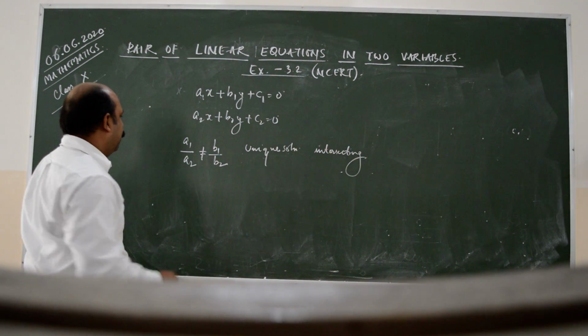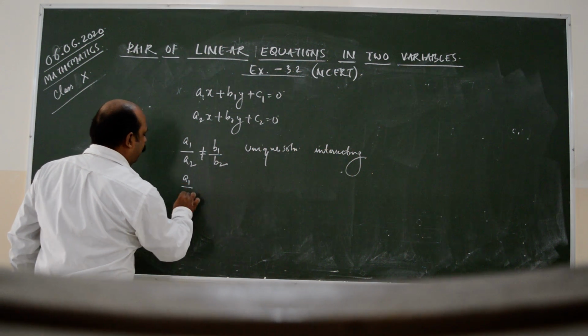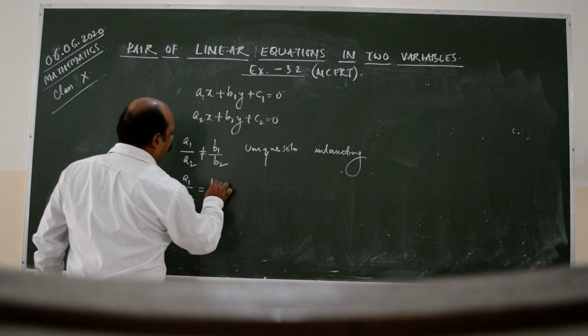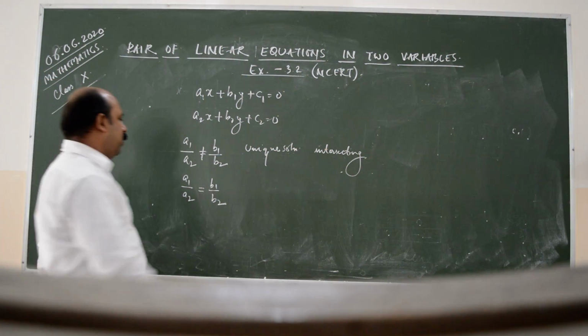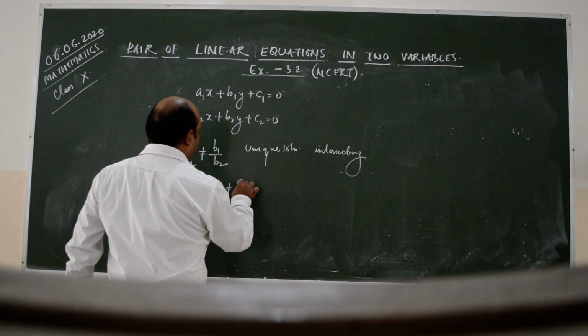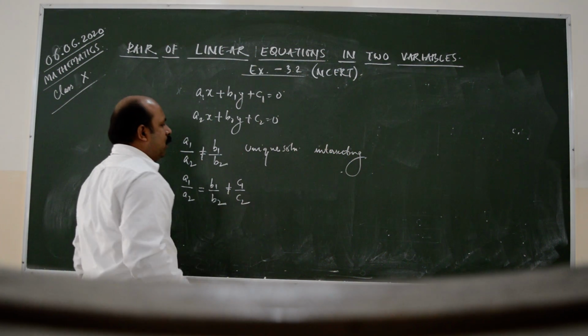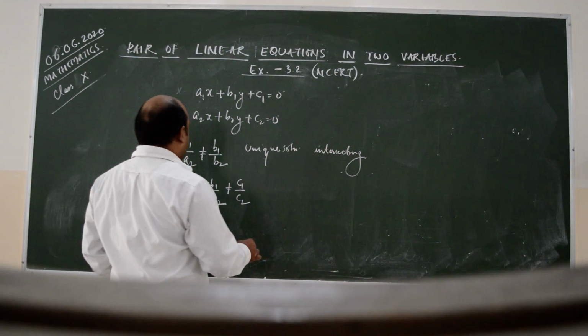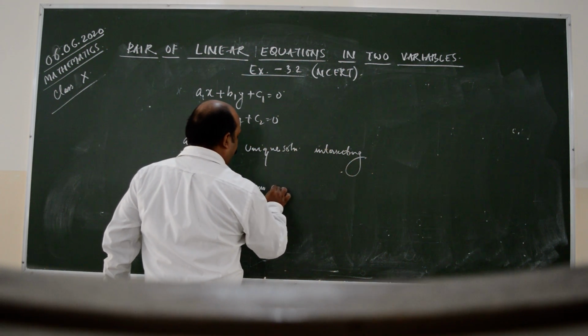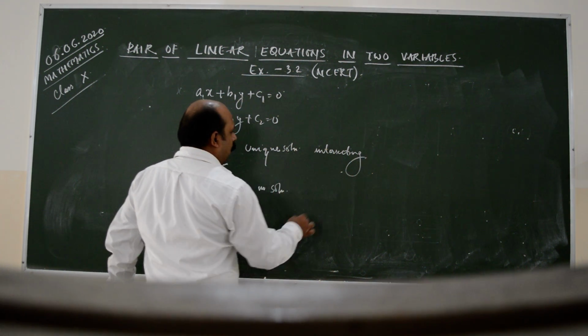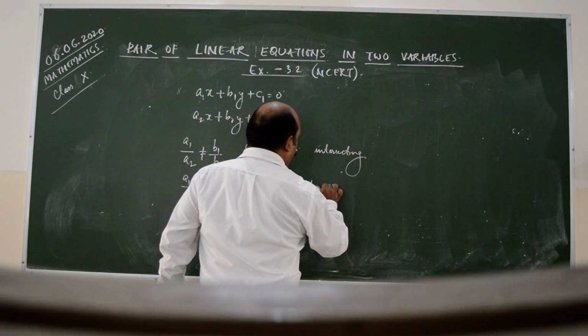If, however, a1 by a2 is equal to b1 by b2, then we are going to check it for c1 by c2. So it may not be equal to c1 by c2. So in this case, the given pair of equations will have no solution, and the graph lines will be parallel to each other.